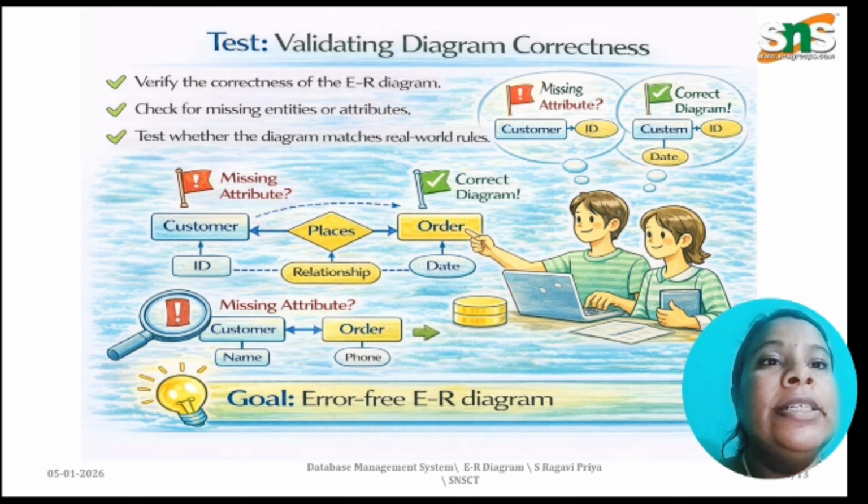So next, test: validating diagram correctness. Verify the correctness of the ER diagram. Check for missing entities or attributes. Test whether the diagram matches real world rules. We have to find the missing attributes so that we can represent the correct diagram. The ER diagram should be error free.